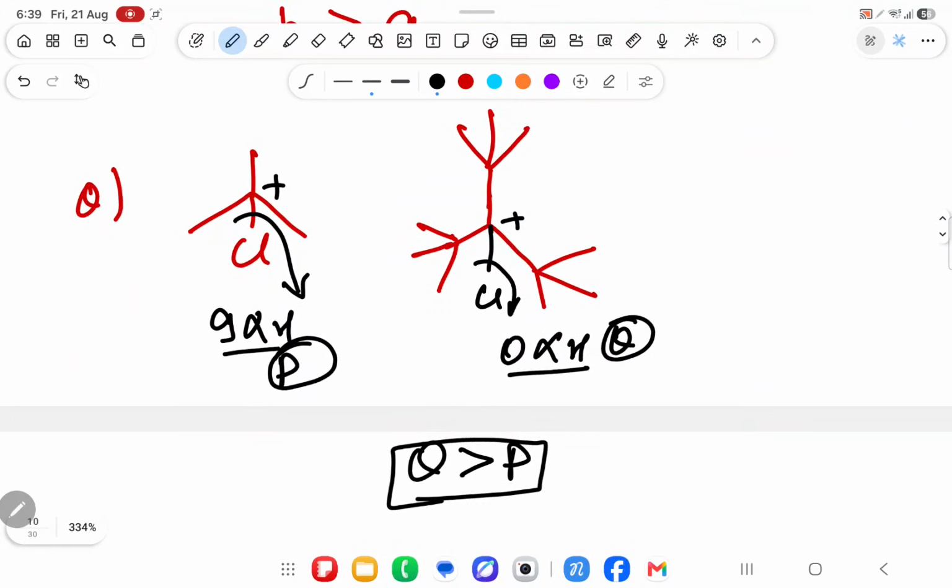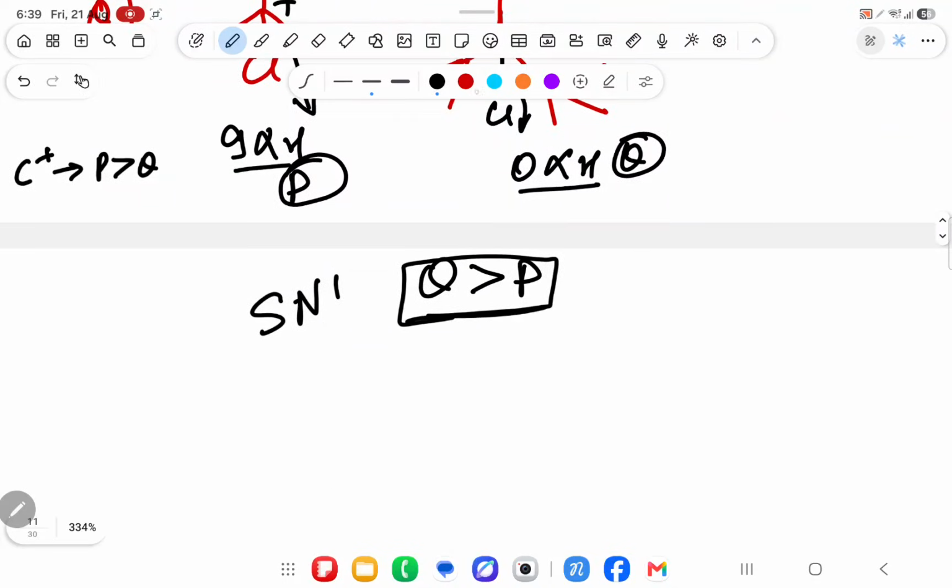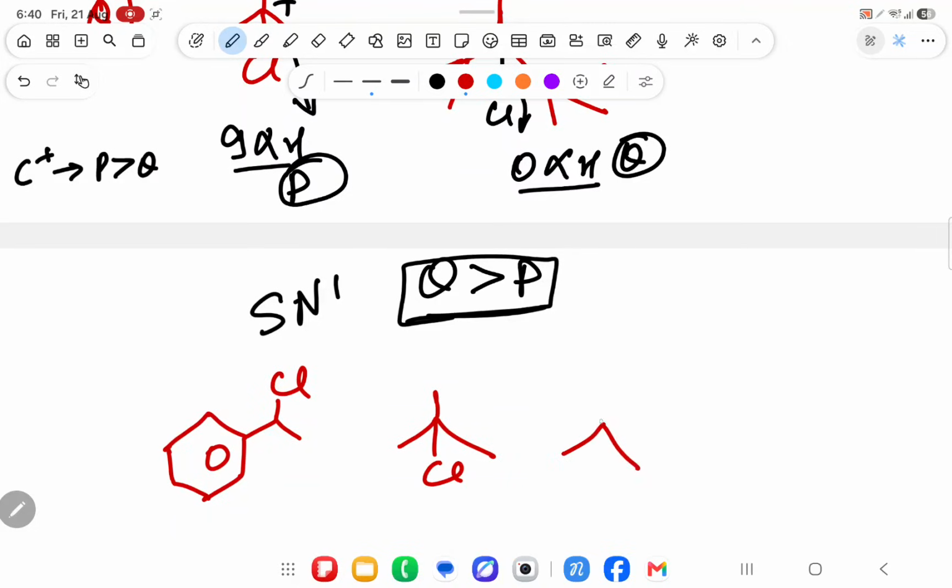For the more stable carbocation, P is more than Q. But which of the following will do more SN1? Q is more than P. Understood? Branching will help. Okay, one more. Suppose over here there is this structure. One thing I am saying 2 to 3 times, but what I am saying last time, that is correct.